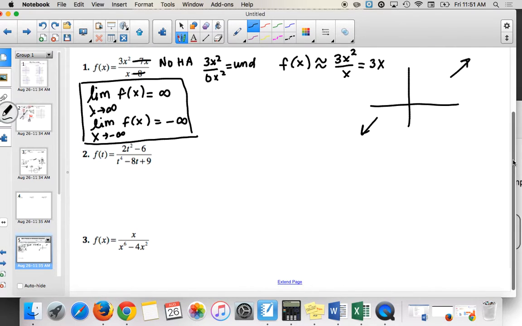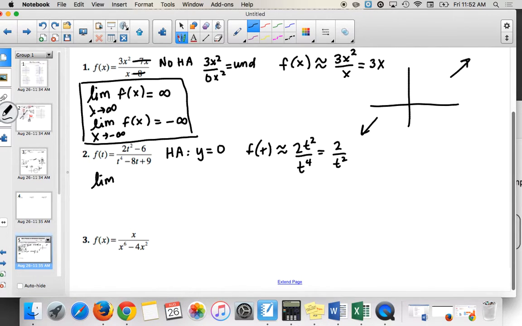So on the next one, is there a horizontal asymptote? Yes, the horizontal asymptote is y equals 0. For this one, using that approximation for your function, you had 2t to the second over t to the fourth, which ends up going down to 2 over t squared. (I don't know why I did f of x and then wrote t's.)